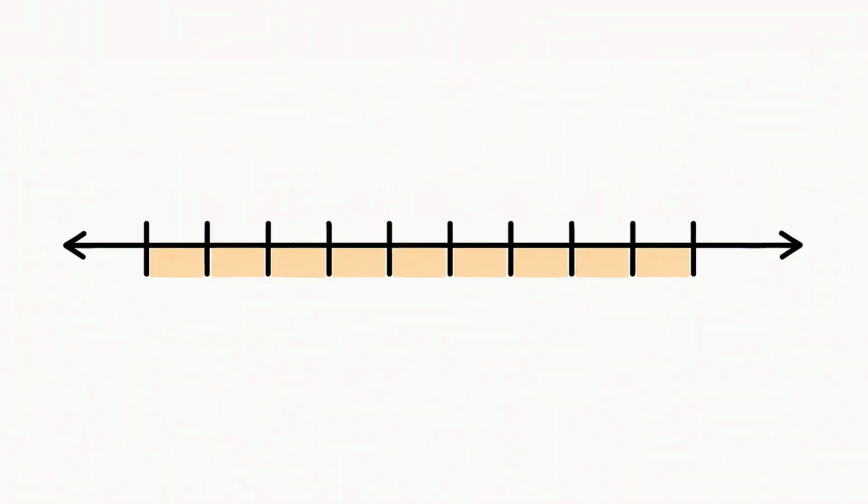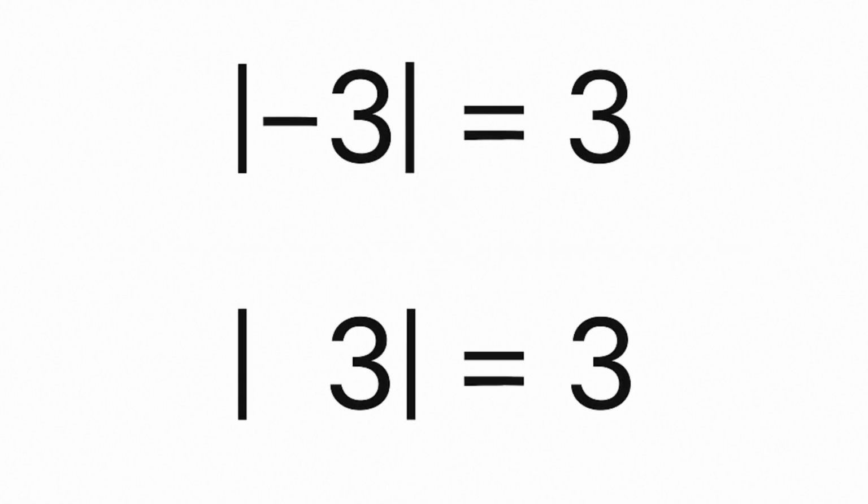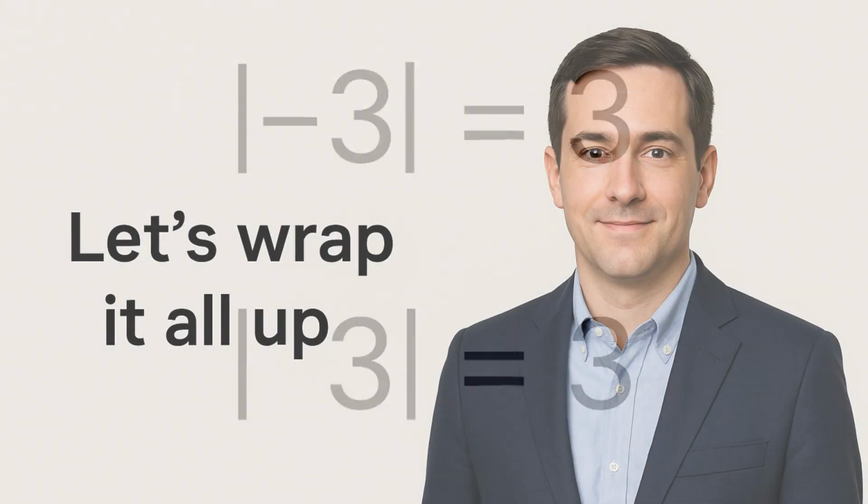Each tick mark on the line is one step apart. We call this step a unit. And guess what? We always keep the spacing even, so we don't get confused. 0 is super important. It's not positive, not negative. It's right in the middle, and it helps us measure how far other numbers are from it. This distance is called absolute value, and it's always positive.